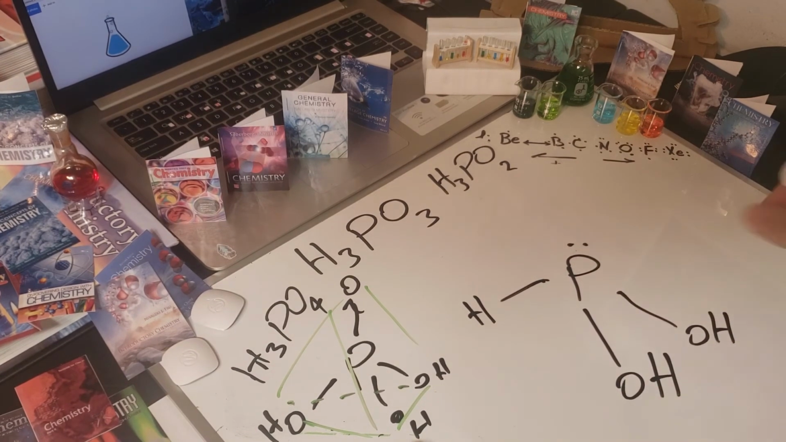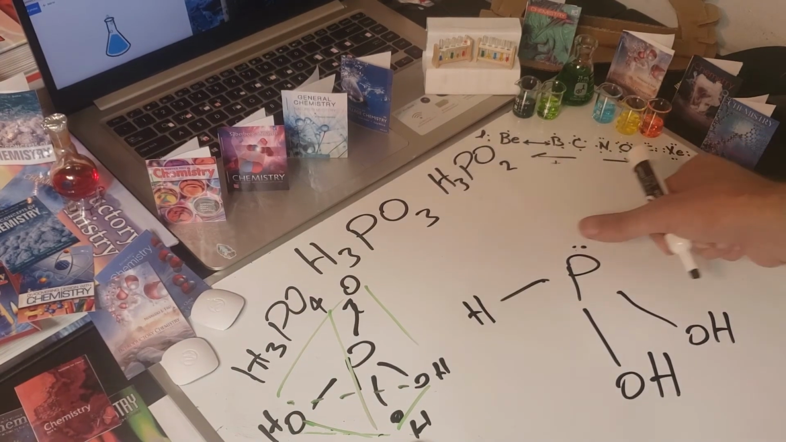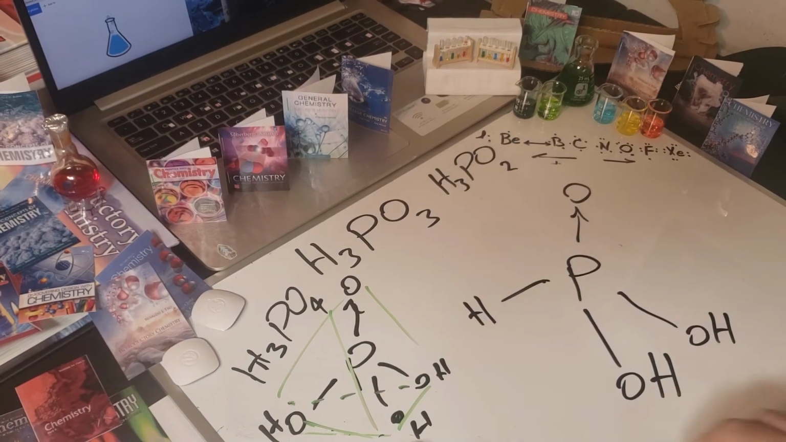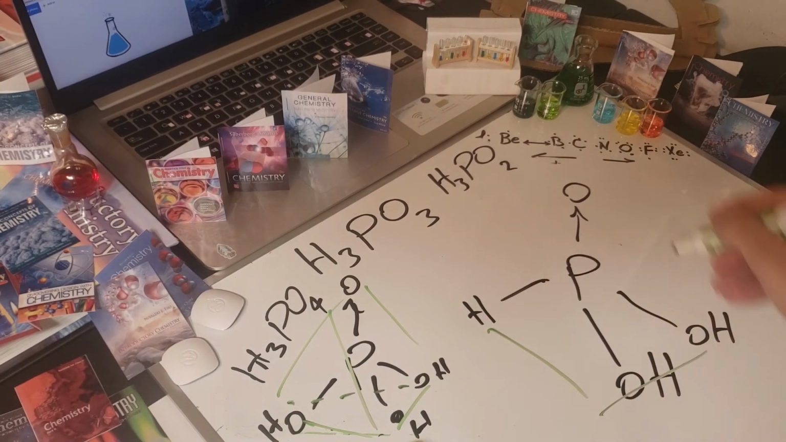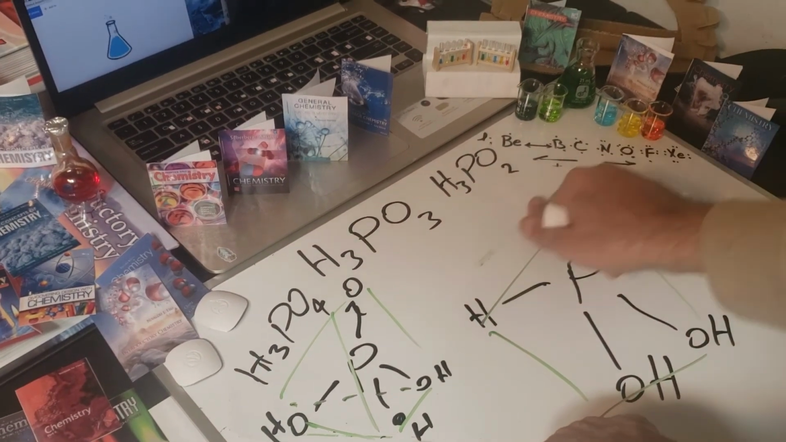This is the weird feature in phosphorus acids, okay? This is phosphorous acid, and then the third oxygen is going to actually receive a dative bond, okay? And that's the structure, a tetrahedral structure. Like that.